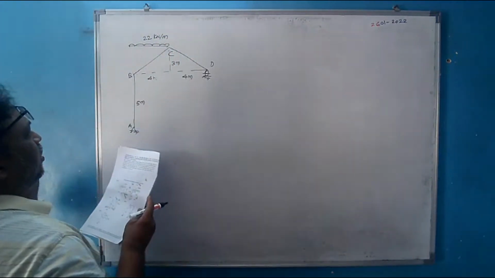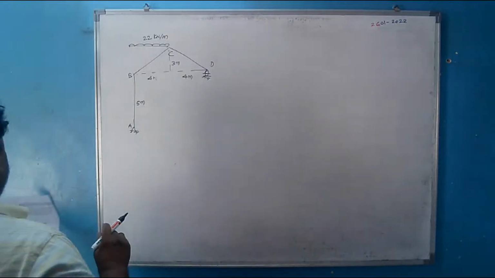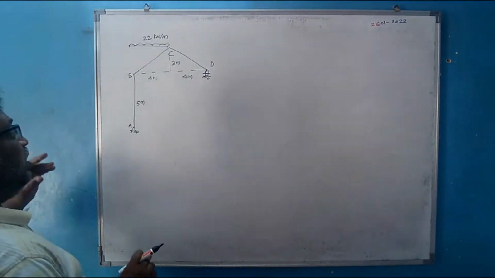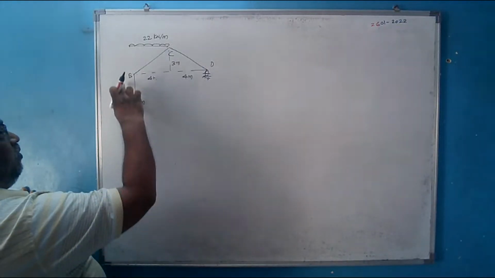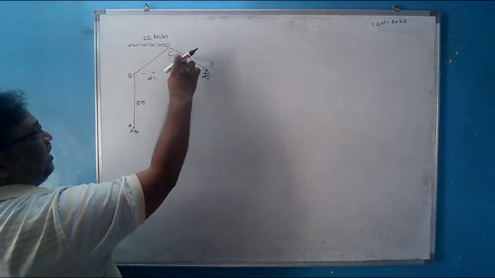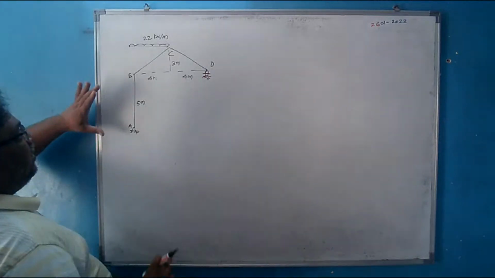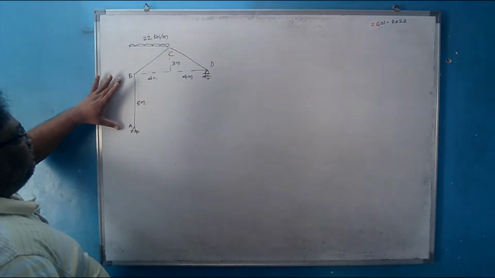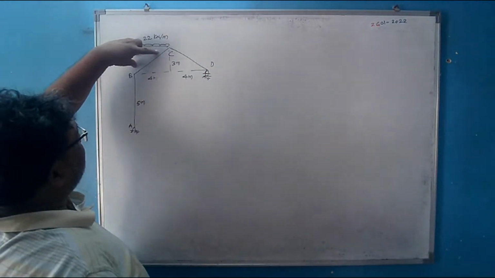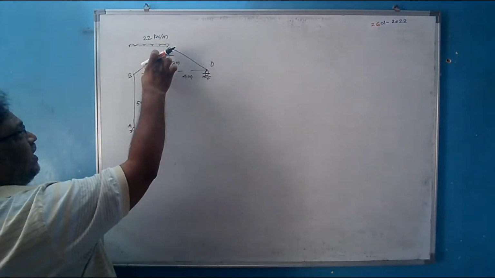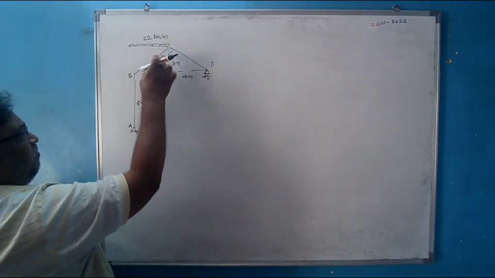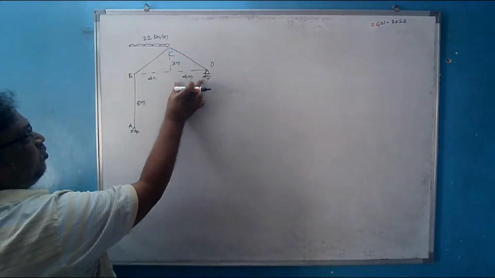Now again it is a portal frame. It is a 3-member portal frame. AB is one member, BC is another member, and CD is one more member. Height of this member is 5 meter. For this inclined member, the horizontal projection is 4 and the vertical is 3. It means that again this height or the length of the member will be 5. Here also it is 4 and it is 3.